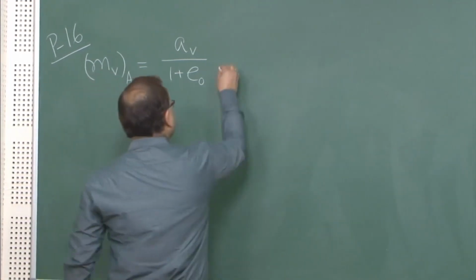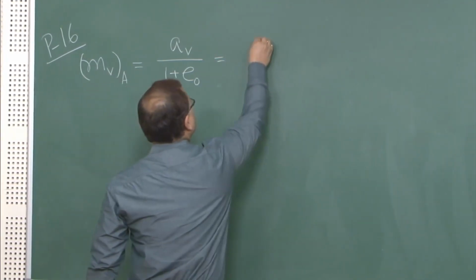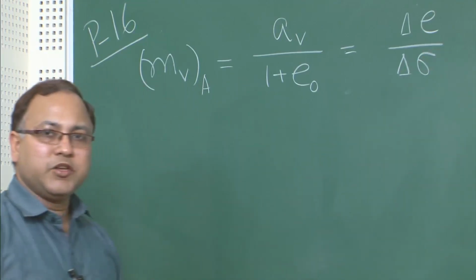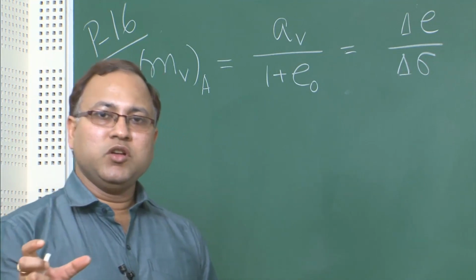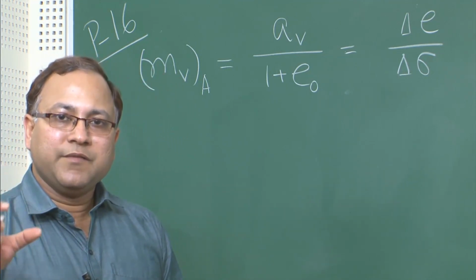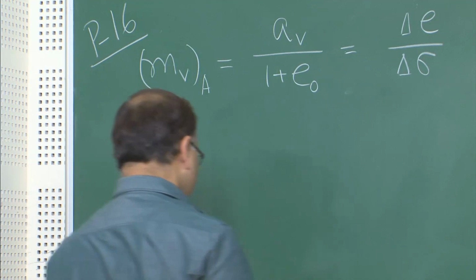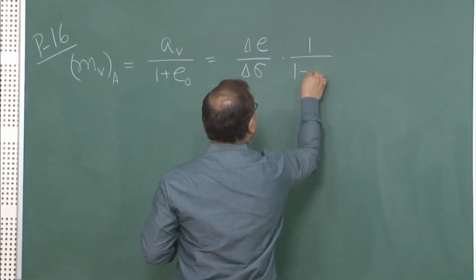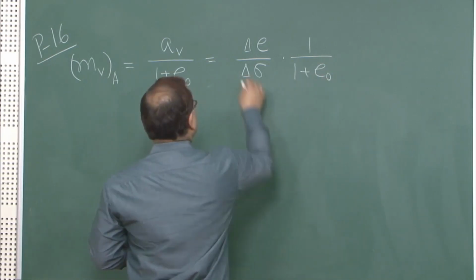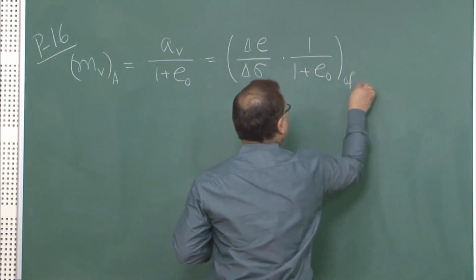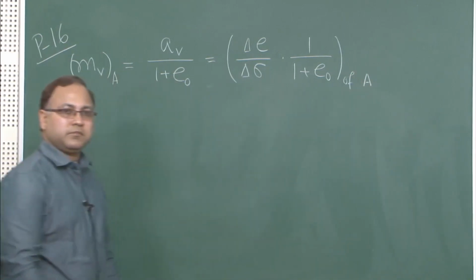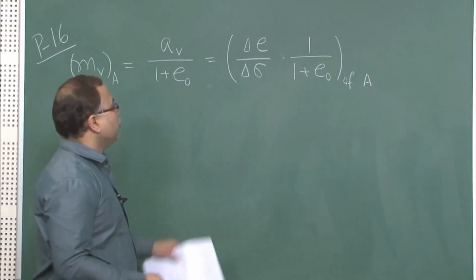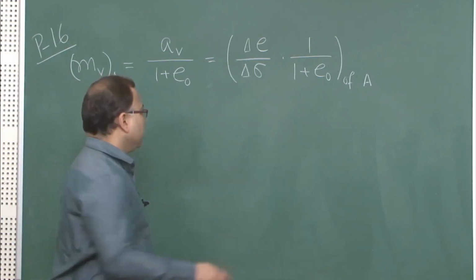Now, again, what is AV? AV was delta E by delta sigma, that is the ratio of change in void ratio to the change in pressure, into 1 plus E naught, of A. So, now let us identify these parameters. Do you know these parameters by the way? Let us see that.